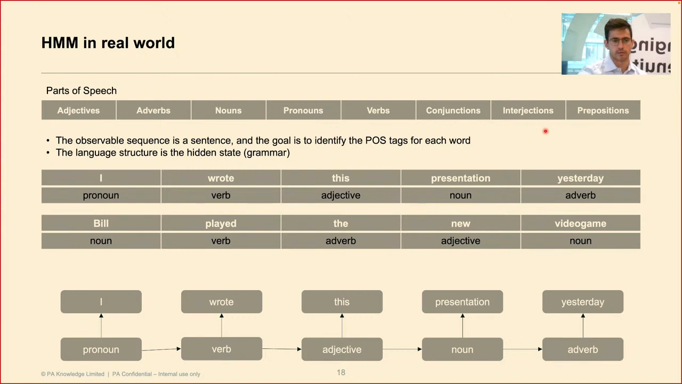For example, in the sentences below, "I wrote this presentation yesterday" and "Bill played the new video game." Both of these sentences are valid, they have meaning, and we can understand what we're saying, but this is because there's an underlying hidden structure that gives these words a meaning. Now, we could write down all the laws that make up our grammar, and we could put them together and try to instruct someone to give meaning to sentences based on that.